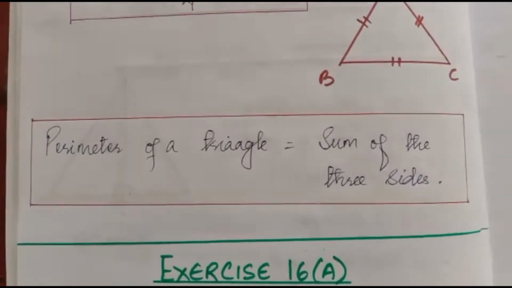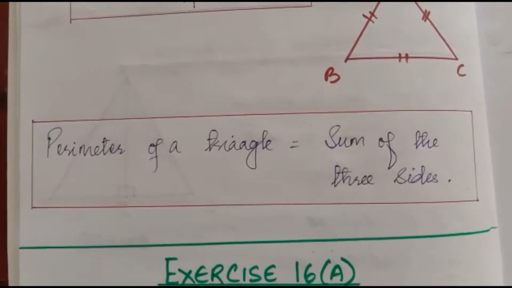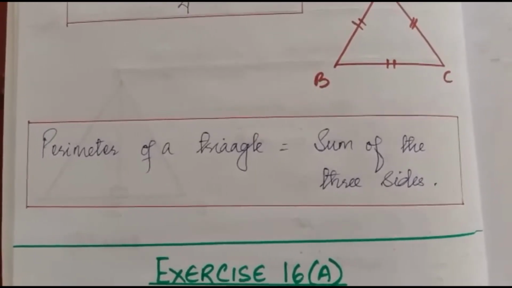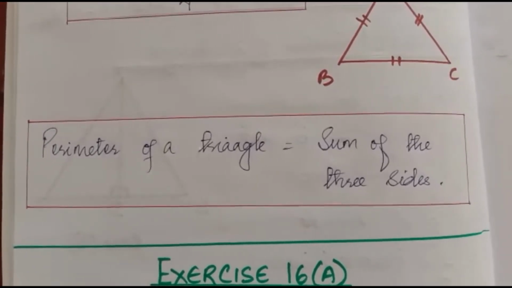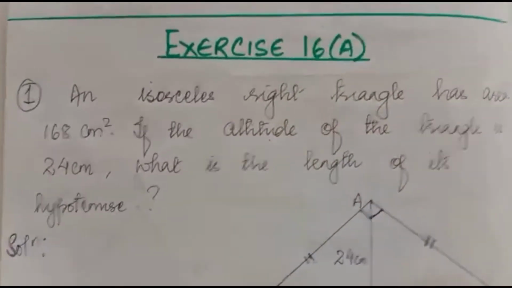Now next is the perimeter of a triangle. To find the perimeter of a triangle, you just have to add all its three sides. Now we'll start exercise 16a.